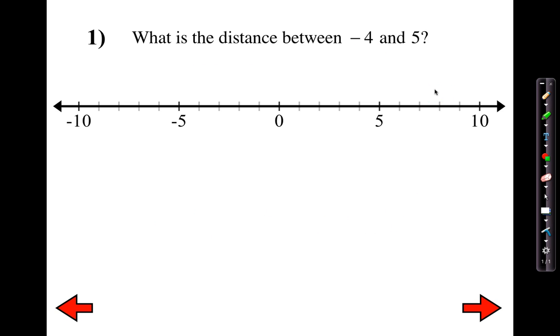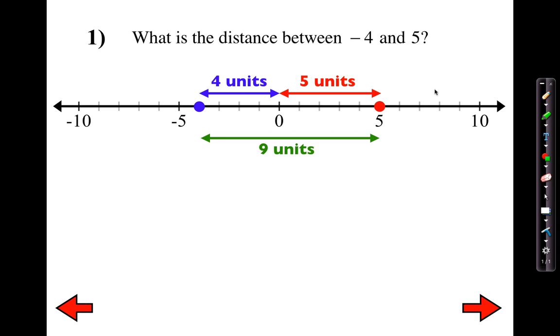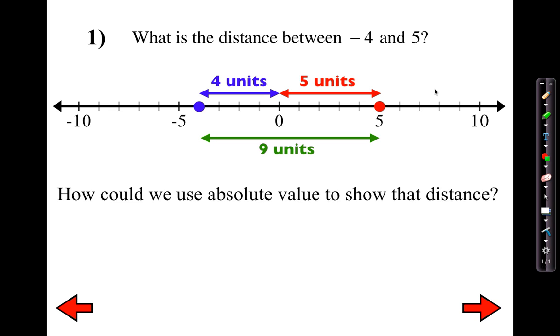Okay, so for number 1, it says, what is the distance between negative 4 and 5? So we're going to go ahead and use a more formal approach to this, especially when we get numbers that are a little bit larger. We're not going to want to always write on a number line, but let me first talk about, we're starting from negative 4, and here it is to 5. So we have 4 units to the left, 5 units to the right. So altogether, how far are these 2 points? I would say 9.